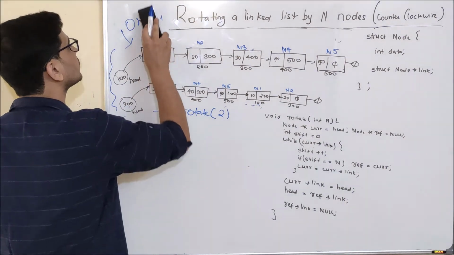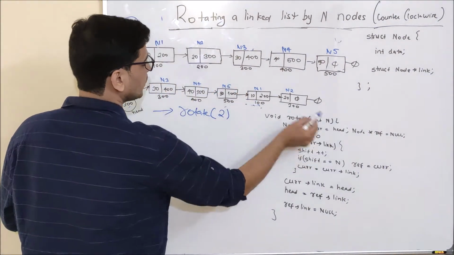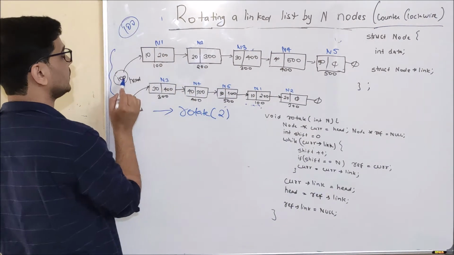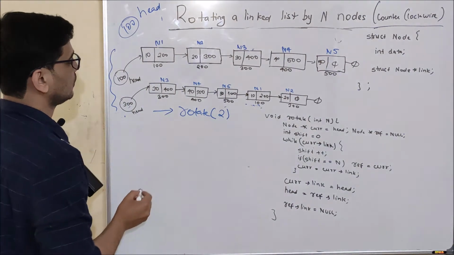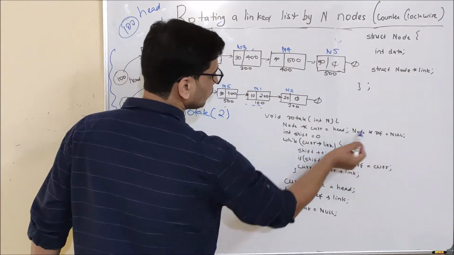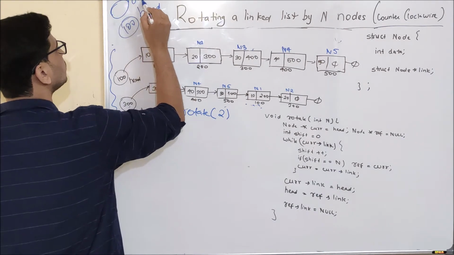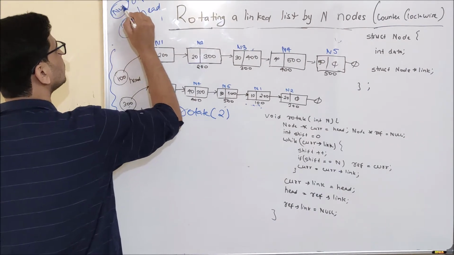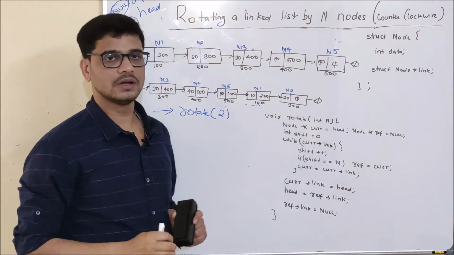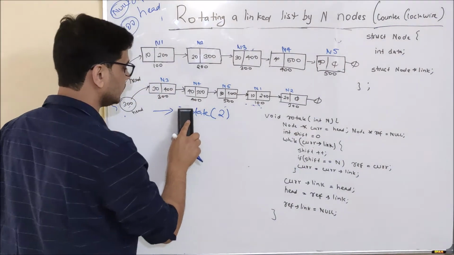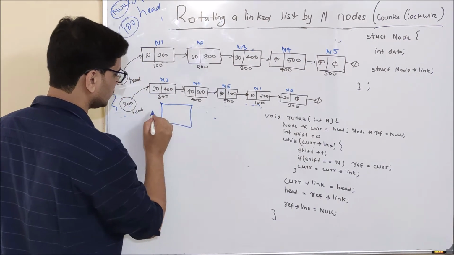As you can see here, I am updating current to head, and what is head? 100. After that I am creating one more pointer, which is reference. Suppose this is my reference pointer. Right now it is null. After that I am creating a shift variable and initializing it with 0. Suppose this is my shift variable.